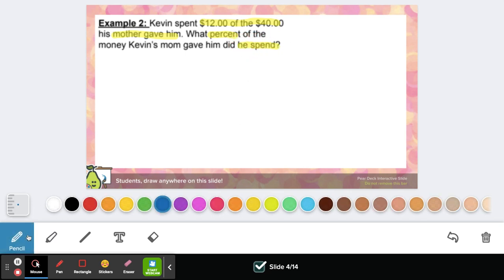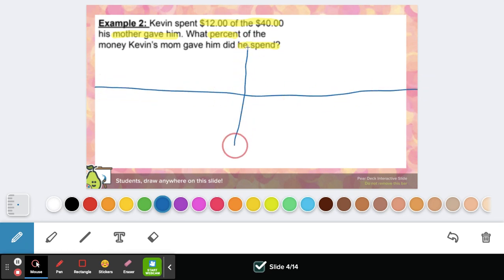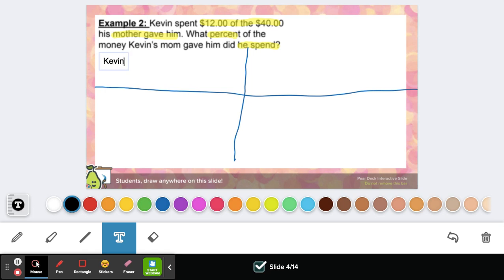Okay, so here I'm going to do my UPSL. So on this side, I need to rewrite my question. The question is, what percent of the money Kevin's mom gave him did he spend? So we can put Kevin spent blank percent of the money. Okay. So we can write that right here.